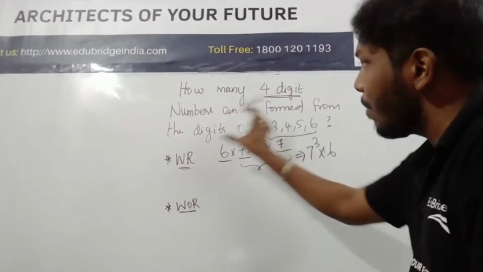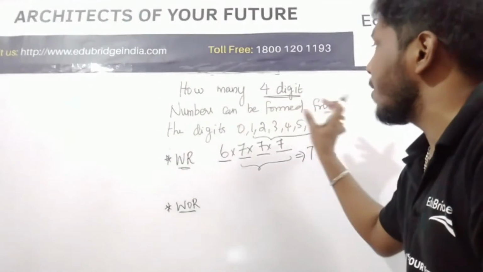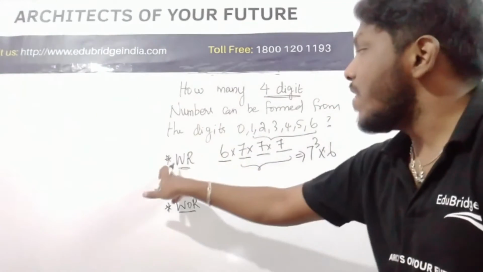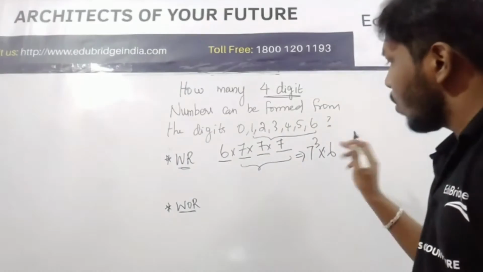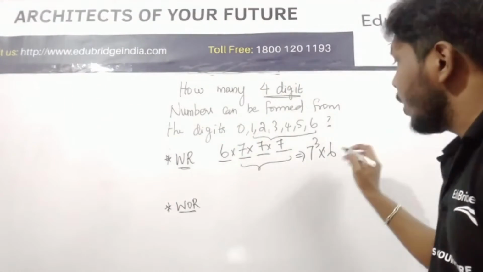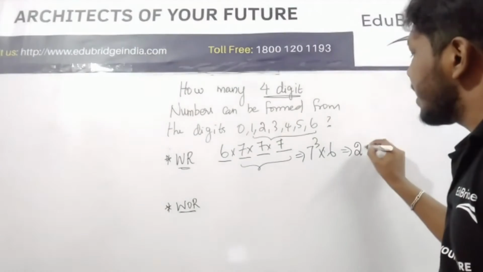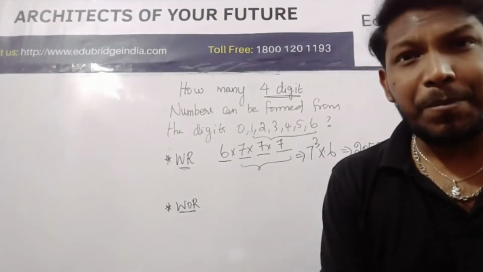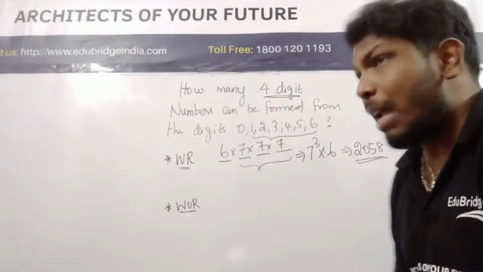Thus that is the number of ways a 4-digit number can be formed from the digits 0, 1, 2, 3, 4, 5, 6 with repetition. So with repetition, what is that? 7 cube into 6. 7 cube is 343, into 6, which is 2058. That will be your answer. Right? So okay, next type is what?